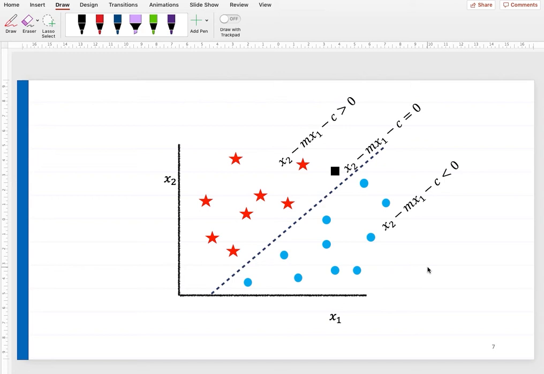Okay, a very quick question. In this example, what are m and c? Positive, negative, 0. Three options. What are m and c? m is positive and c is? Okay. So I think this was easy.